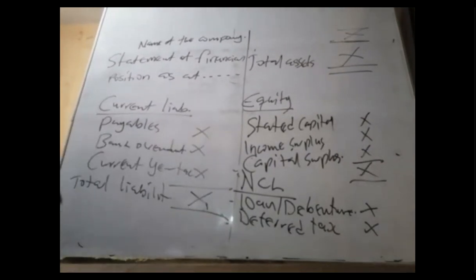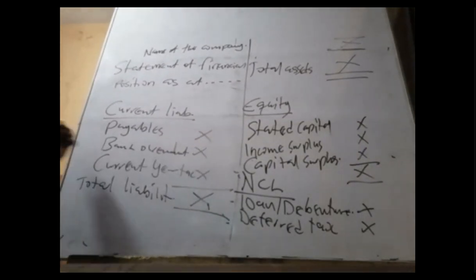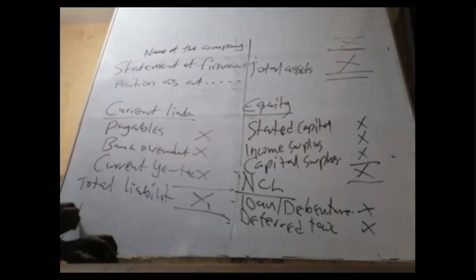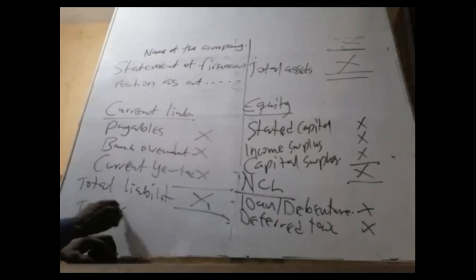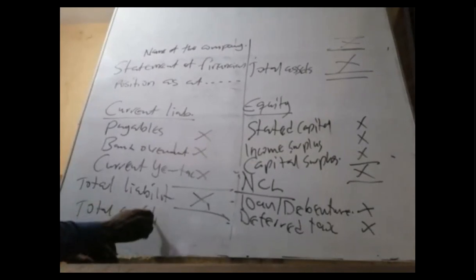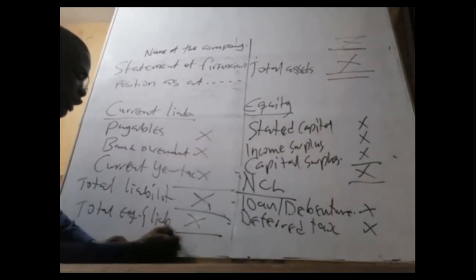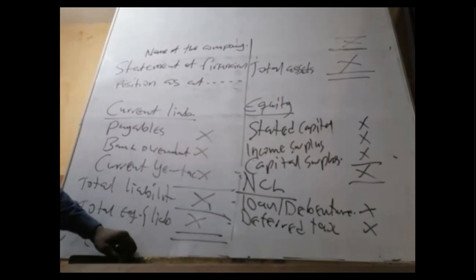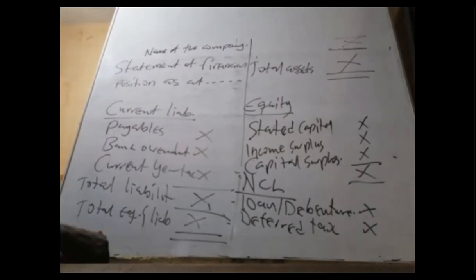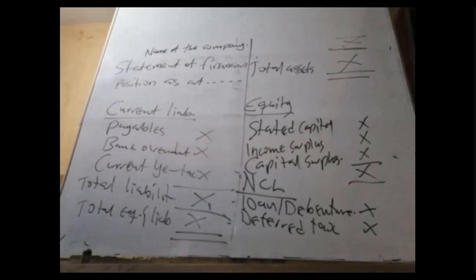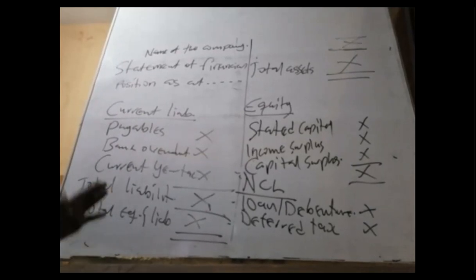So therefore, we have something like this. We have total equity and liabilities. This answer must be the same as the total assets. What happened now? Then you shout in the exam: yes, yes, got it. Then you move on.